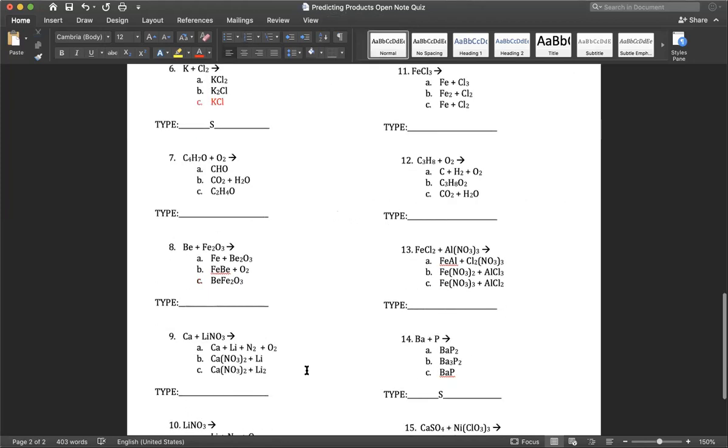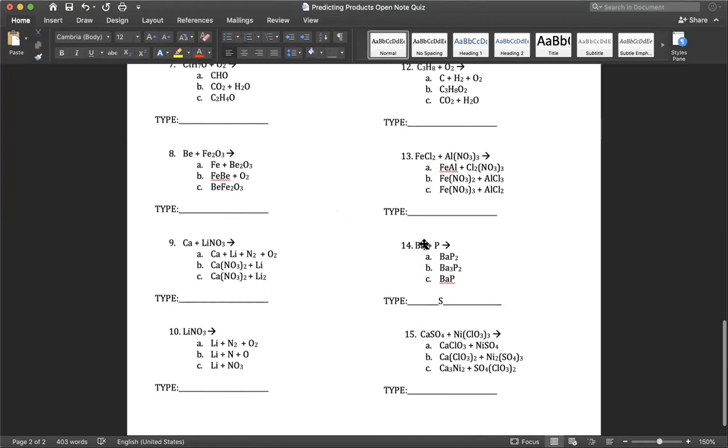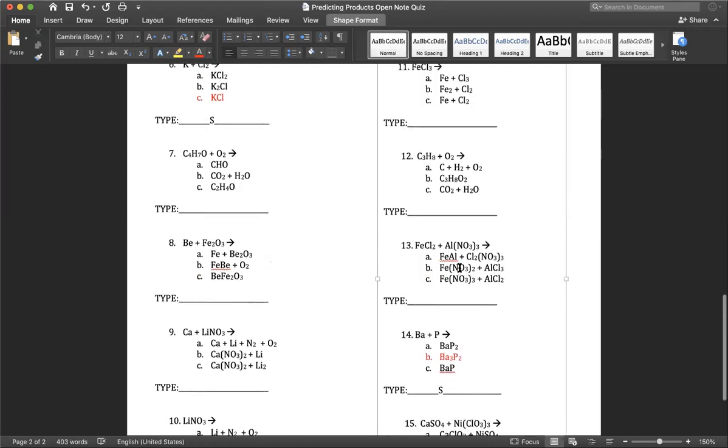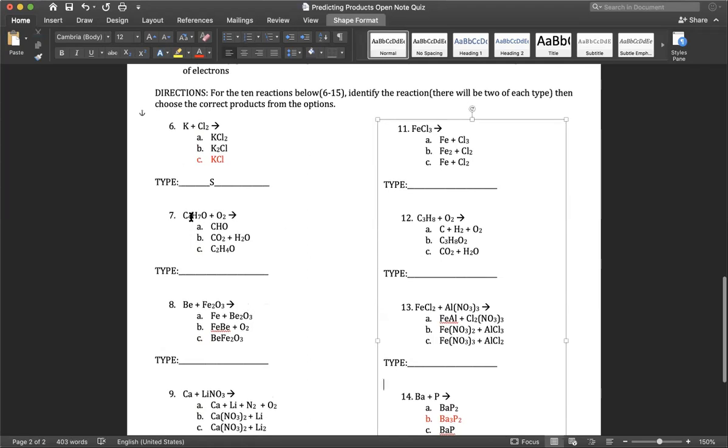Okay. Let's go down to number 14. What's the charge of barium? +2. What's the charge of phosphorus? -3. Okay, and then which of these will I get when I crisscross a 2 and a 3? B. Yep. And then there's my answer. And this is actually what your quiz will look like. All right.